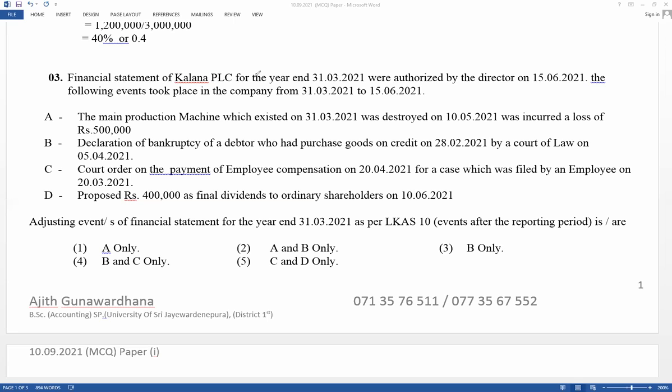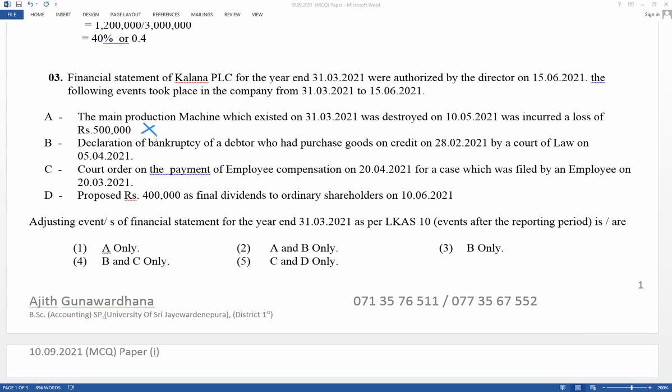First one should not be adjusting, non-adjusting. Again, if it is something we cannot foresee, we don't adjust it for 31st March. Those that provide evidence of the condition at the reporting period are the adjusting events. So if it is something we could foresee as of the balance sheet date, we adjust.